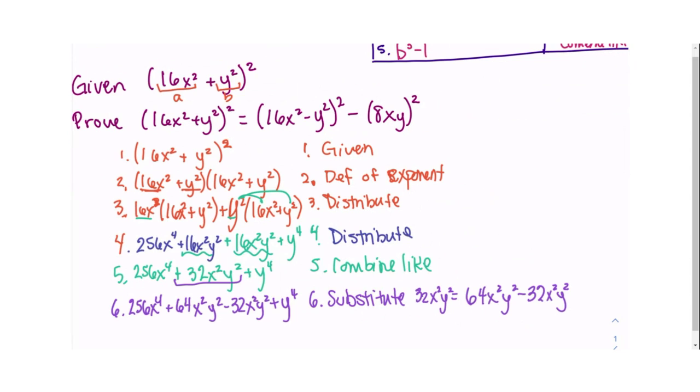And then I'm going to move things around. I'm going to use the commutative property, and put the extra stuff at the end. So I'm going to have step 7. We're going to have 256x to the 4th subtract 32x squared y squared plus y to the fourth, but then plus 64x squared y squared.